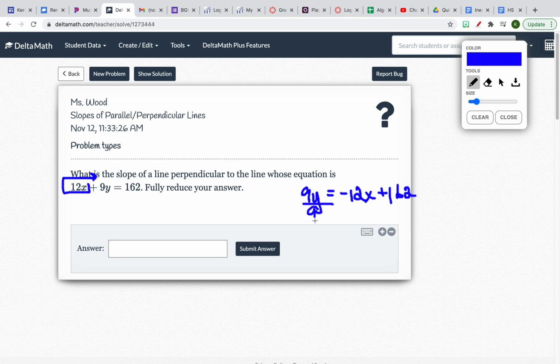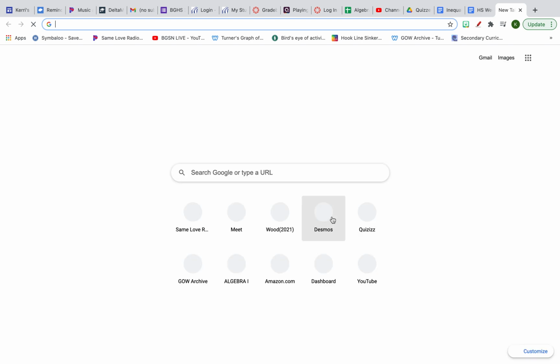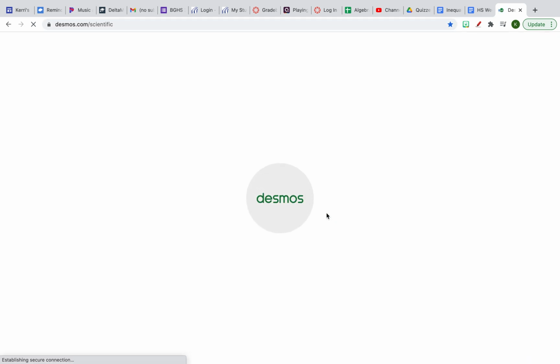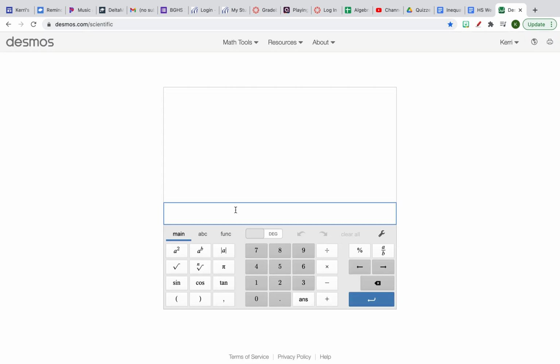divide by 9. You simply put negative 12 divided by 9 into your Desmos graphing calculator, or scientific calculator, I'm sorry. It'll do all the math for you. Negative 12 over 9, you hit this circle button and the slope is negative 4/3.